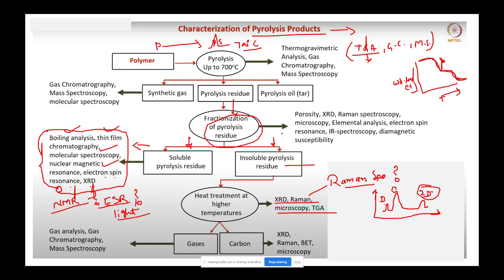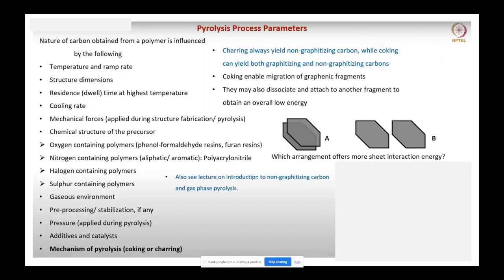At last, you will get some gases or the carbons. For the carbon, you will do XRD, Raman, and BET. Do you know BET? Yes, sir, I am aware of BET. Okay. And for the gases, you can do gas analysis, gas chromatography, and mass spectroscopy. So these are some characterization techniques that might be helpful for you if you're working in this field.